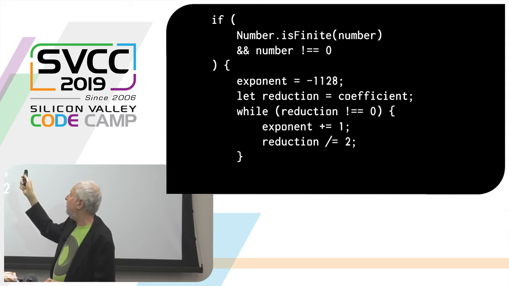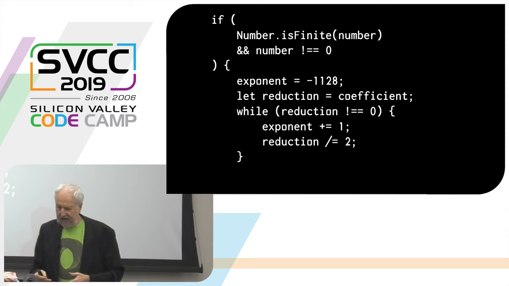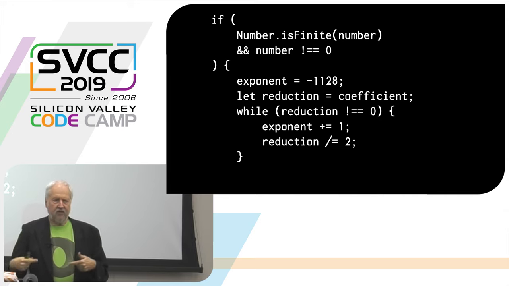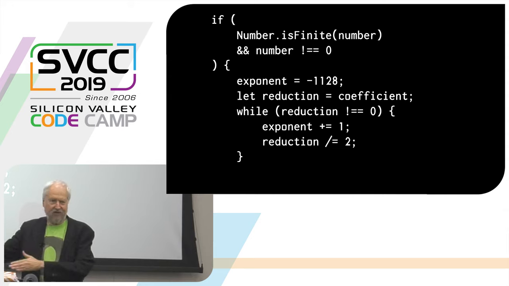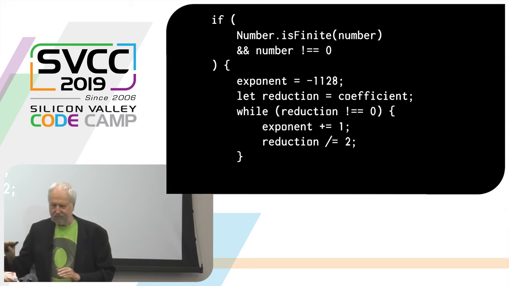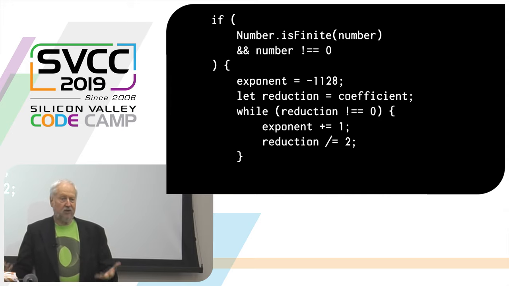First, we'll set the exponent to -1128, which is approximately the size of the field. And we'll go in a loop where we'll divide the coefficient in half on each iteration until we get to zero. Now, if you know anything about arithmetic, you know that doesn't make any sense because every number that's not zero can be further divided going to infinity. But these are finite numbers. You can't get there. So eventually, we're going to run out of significance and it's going to stop. What will happen is it'll first be decrementing the exponent until it can't decrement the exponent anymore.